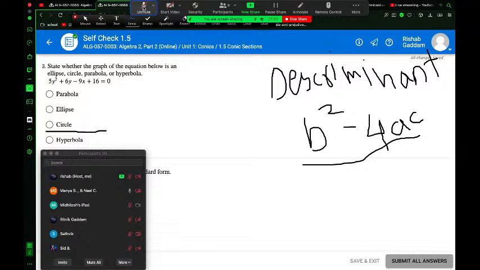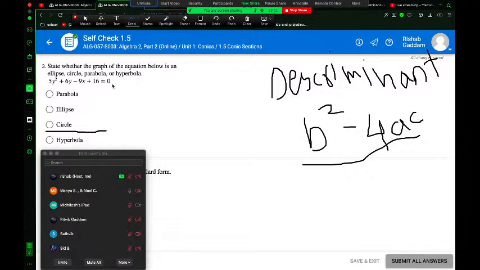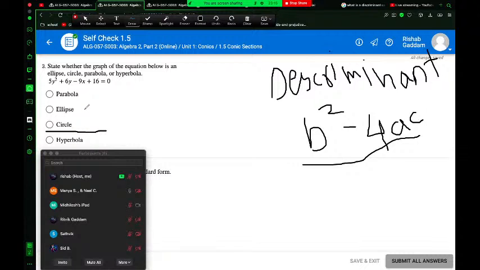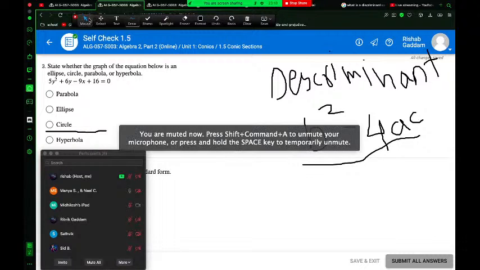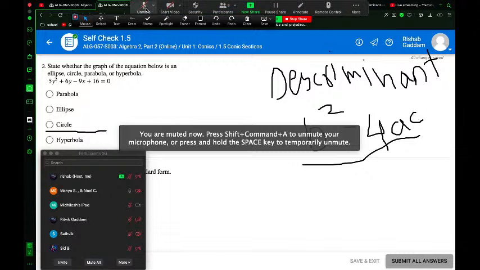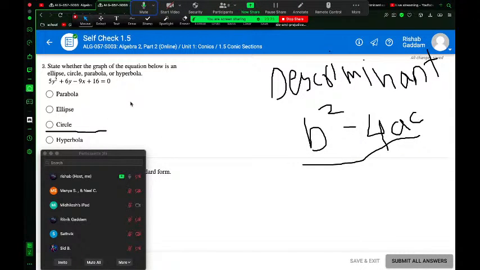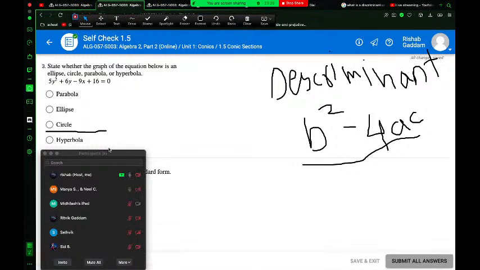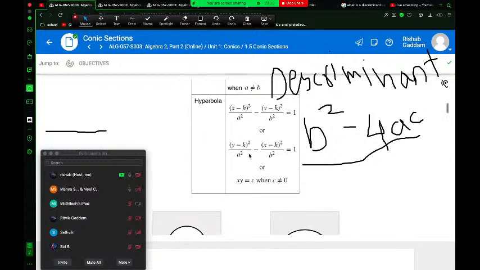It's equal to 0, so it can't be a hyperbola. The last thing... Sorry, can you say that again? It's equal to 0, so it can't be the last thing. Do you want me to go back to the slides? Okay, so yeah, you're right about that. It can't be the last thing. Could you go back to the slides for a second? Thank you.